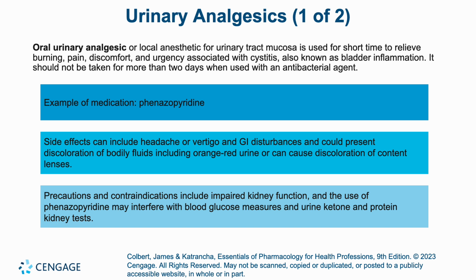Precautions and contraindications include impaired kidney function, and the use of phenazopyridine may interfere with blood glucose measures and urine ketone and protein kidney tests. So if they are taking certain tests, especially urinalysis, it may interfere with the accuracy of those tests.